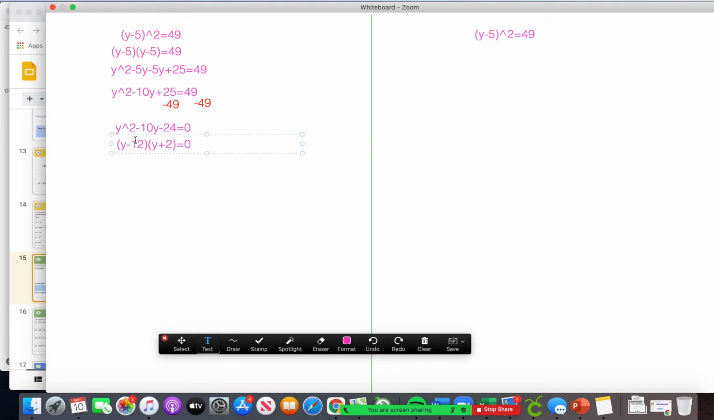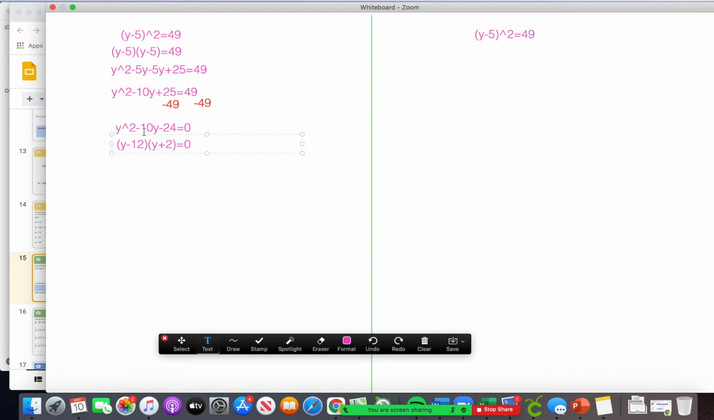Think about it. Why did I choose a negative 12 and not a positive 12? I know negative 12 times positive 2 is negative 24. But I could have done positive 12 and negative 2 and still gotten negative 24. Why did I choose to make the 12 negative?